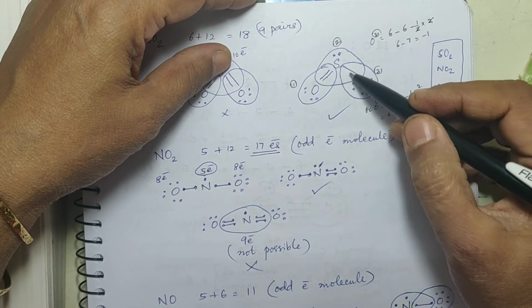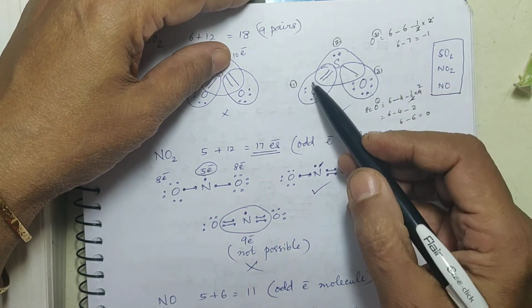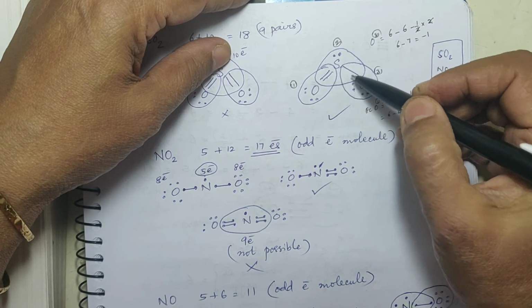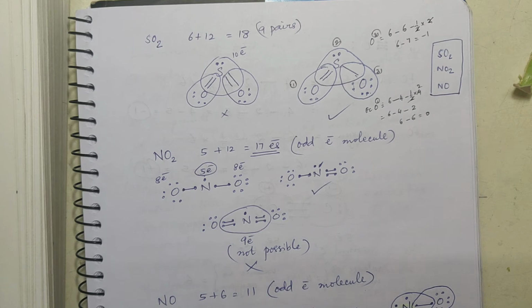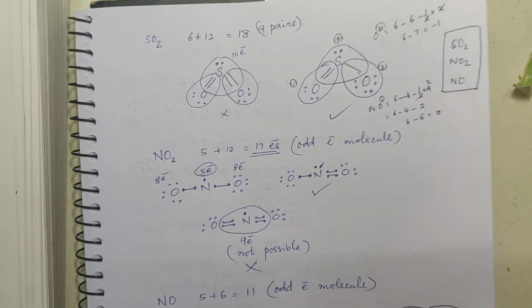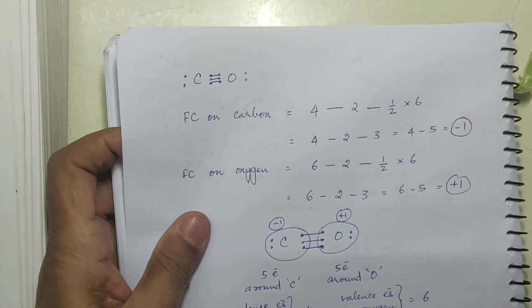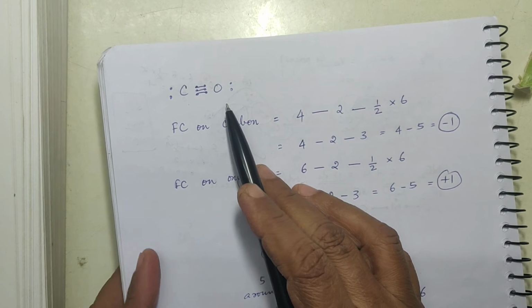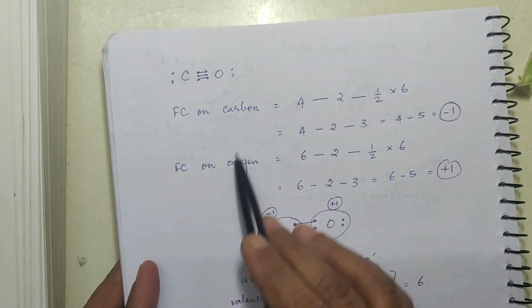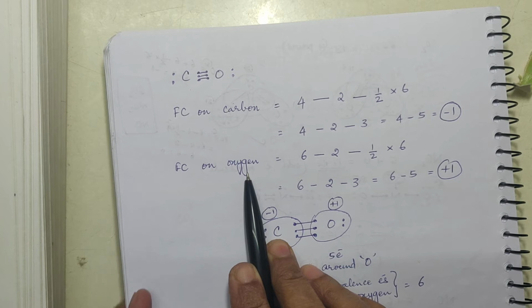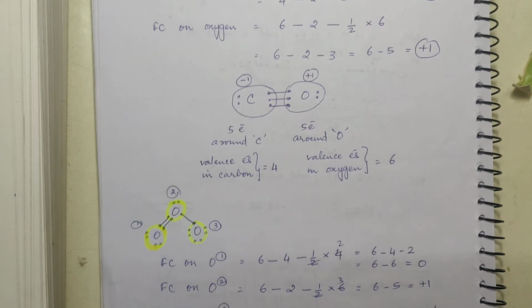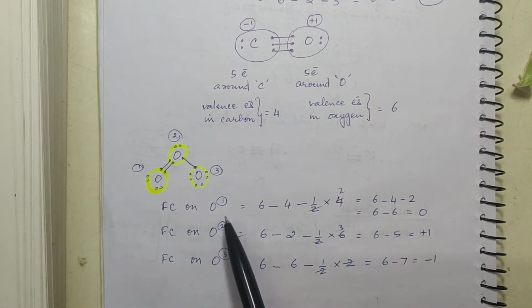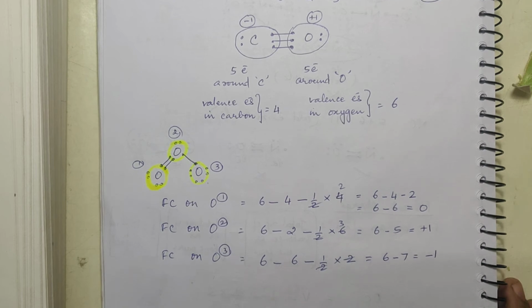Right? So the formal charge on this oxygen is minus 1 and on this is 0 and on sulfur accordingly you can find out. Right? So this is how you find out the formal charge. So I have given you another example with carbon monoxide: how to find out the formal charge on carbon, how to find out that on oxygen. So these things we have already seen. Same way for ozone also you can calculate the formal charge on each and every oxygen atom. Okay?